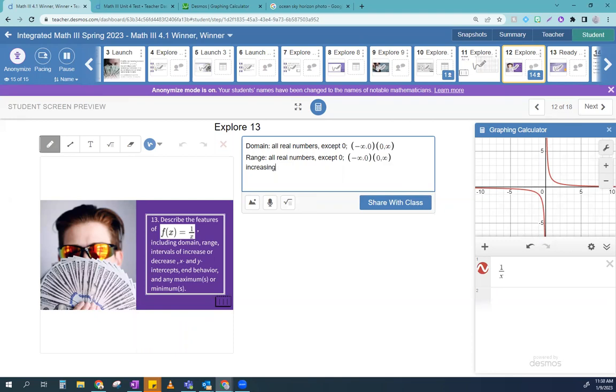So increasing means when I travel from left to right, my function is going up. Oh no, I'm going down. So that's not going up, that's actually going down. Let's look at decreasing. If I travel from left to right, which way is my arrow going? One says down. So I don't have any increasing, none. And decreasing, it's decreasing on this whole entire thing.